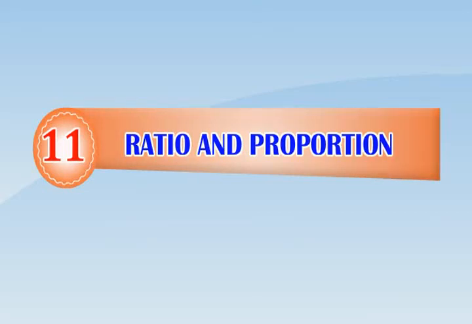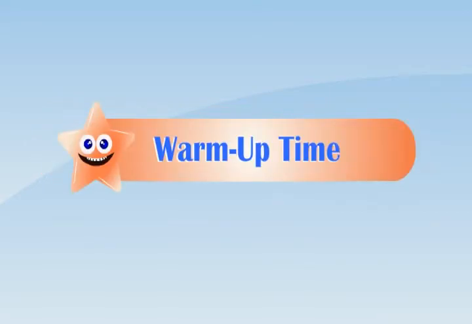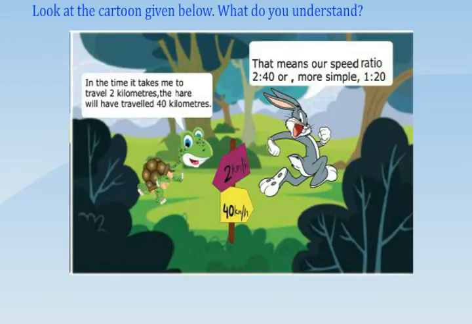Ratio and proportion. Warm-up time. Look at the cartoon given below. In the time it takes me to travel 2 kilometers, the hare will have traveled 40 kilometers. That means our speed ratio is 2:40, or more simply, 1:20.